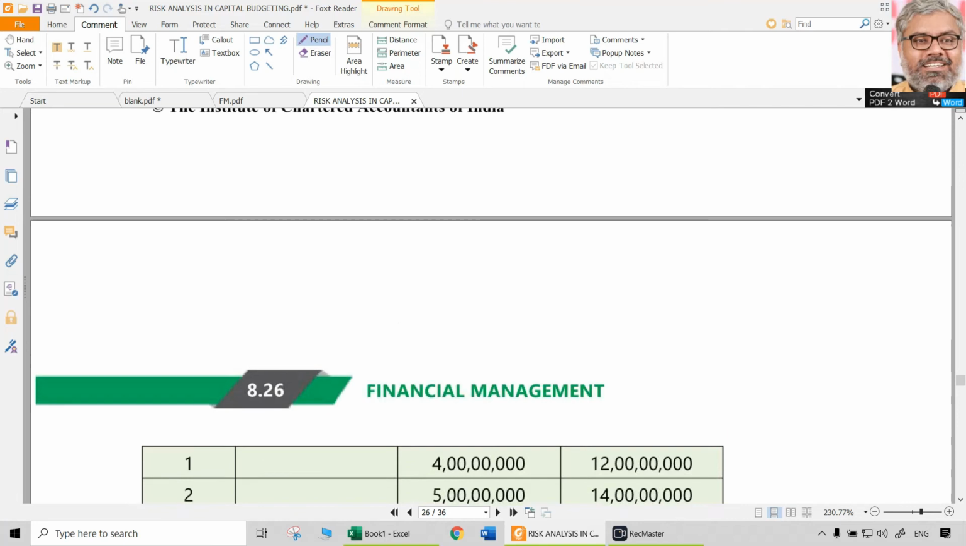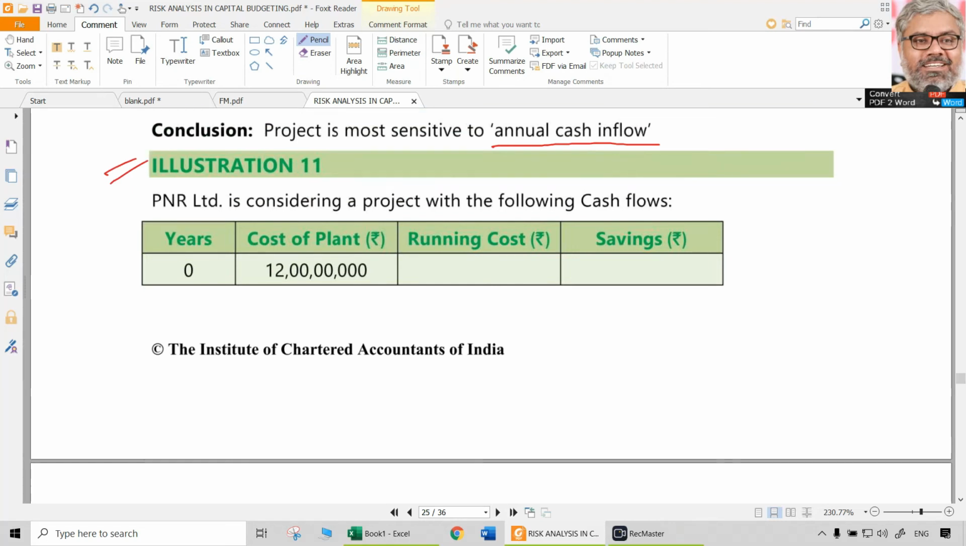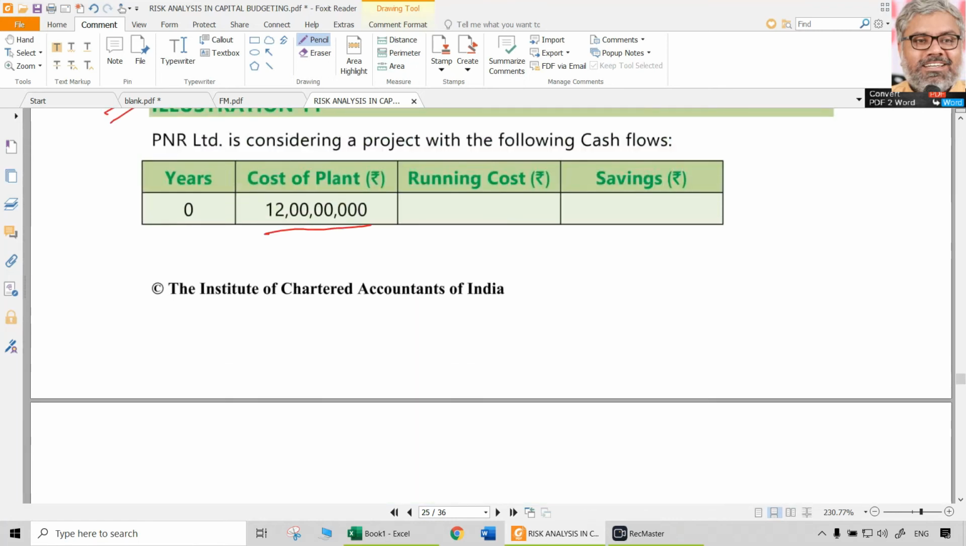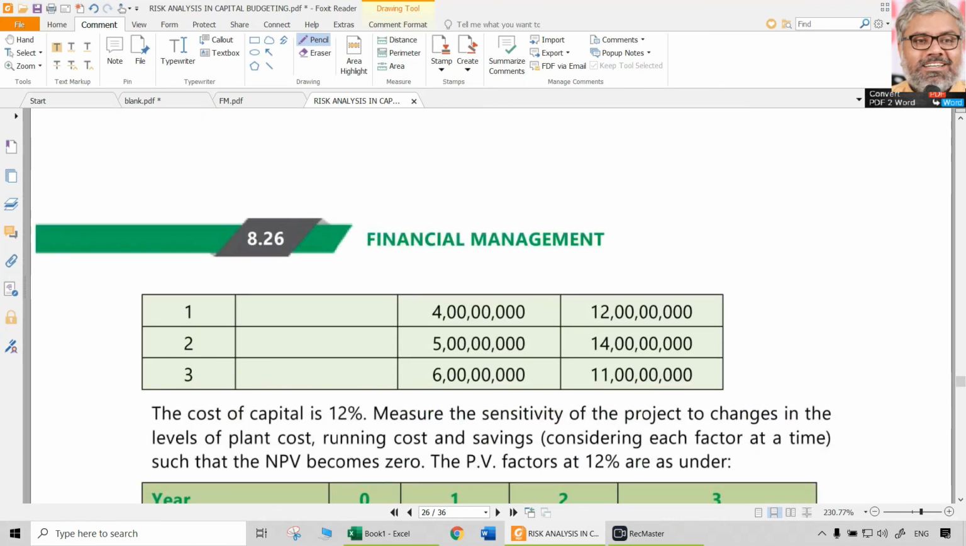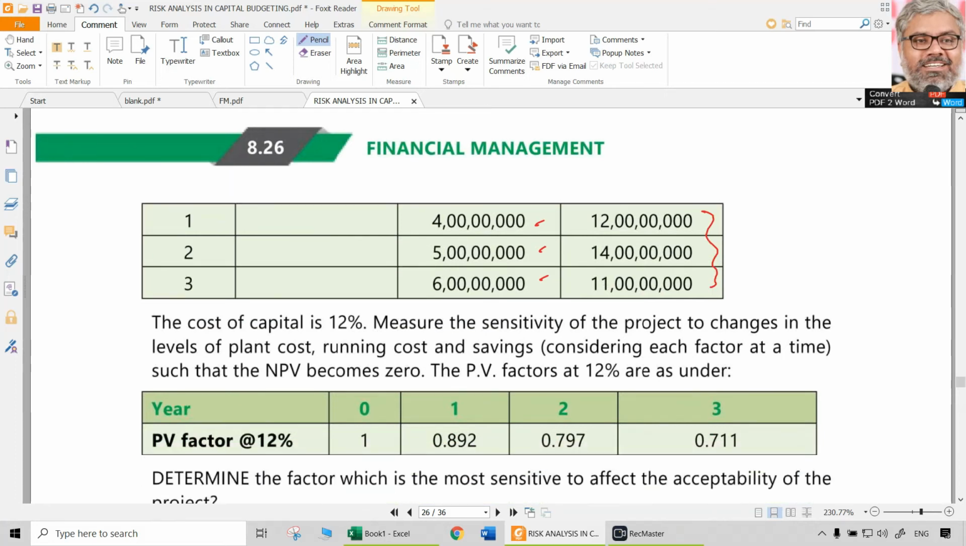Then one more question is there related to sensitivity analysis. Look at this Illustration 11. PNR Limited is considering a project with the following cash flows. Year 0, cost of the plant is going to be 12 crores, and running cost and savings are given. Running cost 4 crores, so savings is 12 crores, like this for each year. 3 years data is given in crores. Cost of capital is 12%.